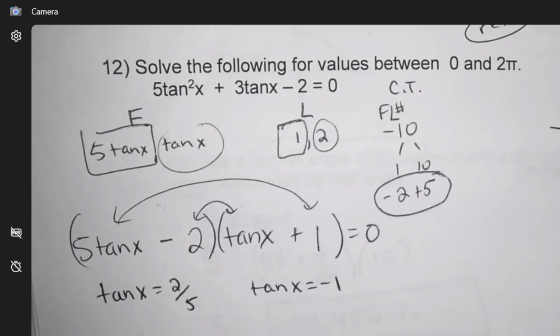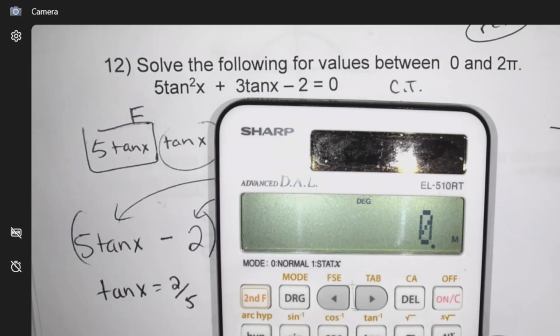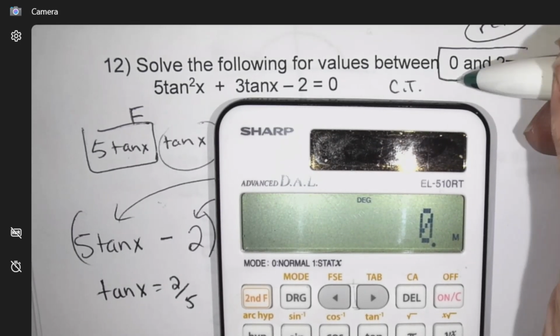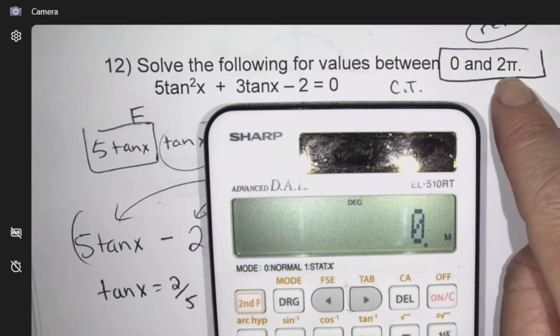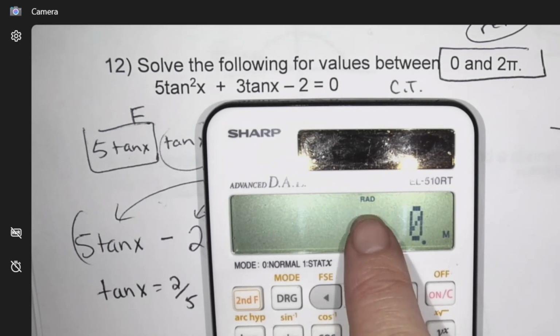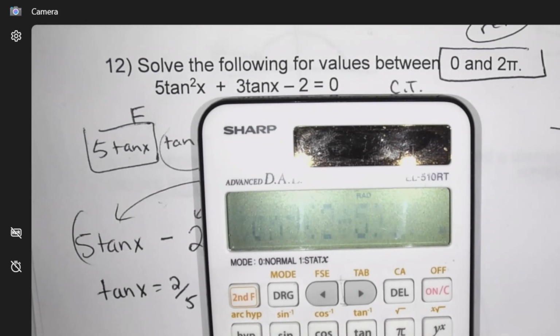Okay, grabbing my calculator, what should I look up for at the top here? What should I do this time? It's got to be between 0 and 2 pi, so now I'm in radians. So get yourself into radians. Tan inverse 2/5.